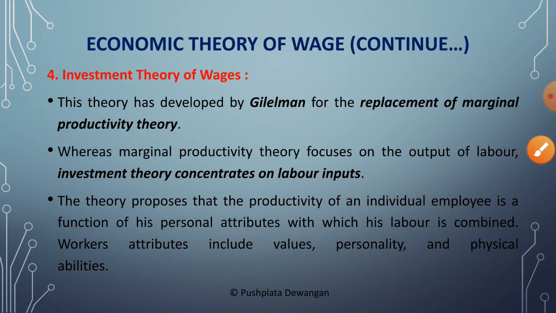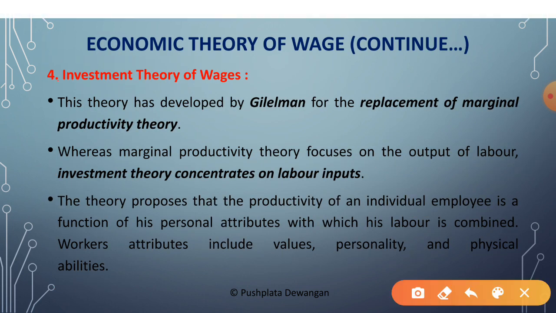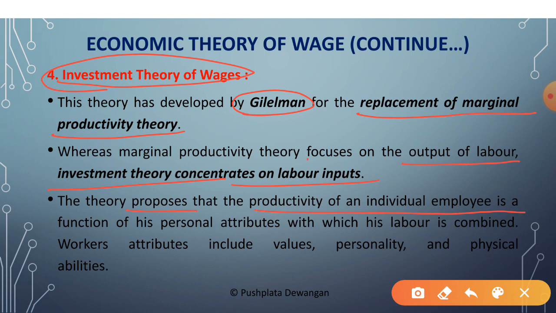Now the fourth theory of wages is the investment theory of wages. This theory was developed by Gilman as a replacement for the marginal productivity theory. Whereas the marginal productivity theory focuses on the output of labor, the investment theory concentrates on labor inputs, the other side of the same coin, and also considers all other factors related to labor and the input to labor. This theory proposes that the productivity of an individual employee is a function of his personal attributes, with which his labor is combined.